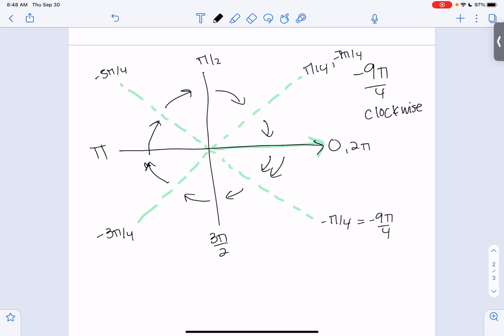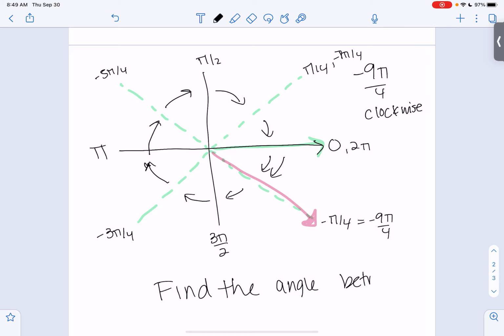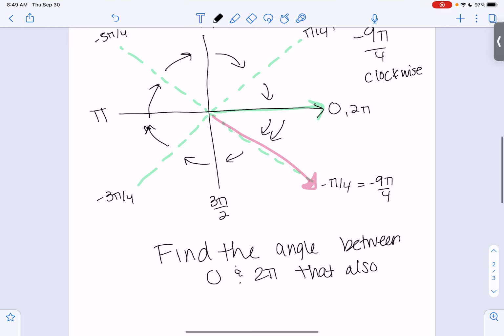But neither of these are between 0 and 2 pi. So now we're going to find the angle between 0 and 2 pi that also lands here. The first method, the mathy version, I think is easier, but the second version is what's really going to make you master this unit circle.